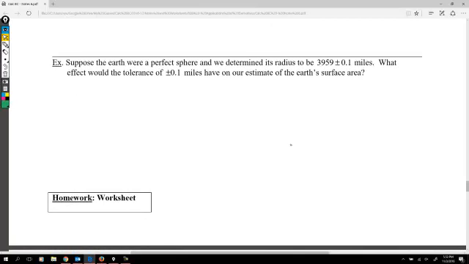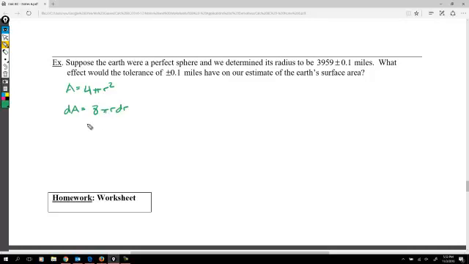Last example. So suppose Earth was a perfect sphere. We determined the radius to be this, plus or minus an error of 0.1. Okay, and so it's asking what effect this give or take error would have on our estimate of the Earth's surface area. So first, let's define our area. So surface area of a sphere is 4 pi r squared. Now let's take the derivative, or let's find the differential. So dA is going to be 8 pi r dr.